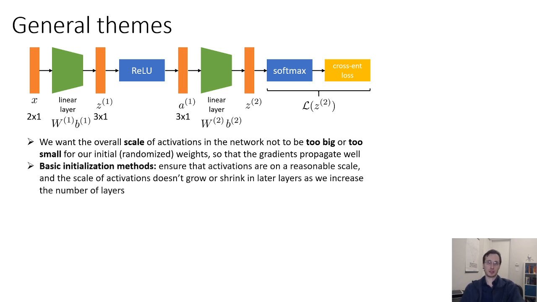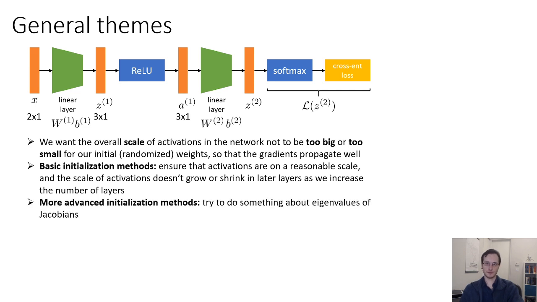So we'll talk about some basic initialization methods, which are going to ensure that the activations are on a reasonable scale, and that the scale of the activations, crucially, doesn't grow or shrink as our network gets deeper, as we increase the number of layers. We'll then talk about some more advanced initialization methods, and these more advanced methods try to more explicitly reason about how well behaved the gradients of the network are. And the reasoning there is going to go pretty similar to our discussion of residual networks in the previous lecture.